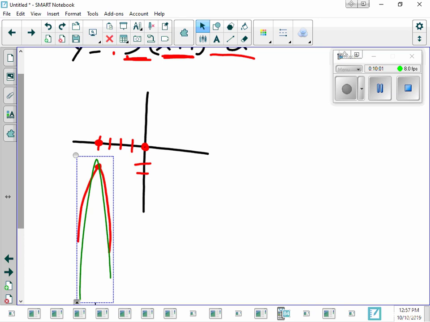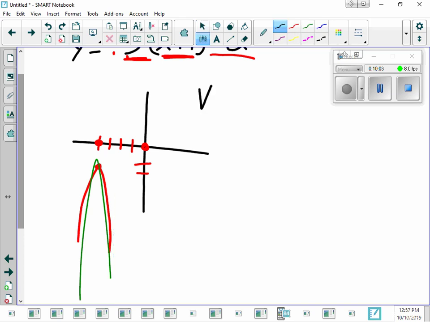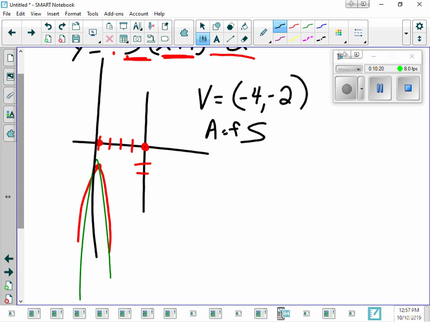So the question will say, where is the vertex? What is the point of the vertex? -4, -2. Okay. And then the axis of symmetry, it's that line right there, x equals -4. Okay. Let's do another one.